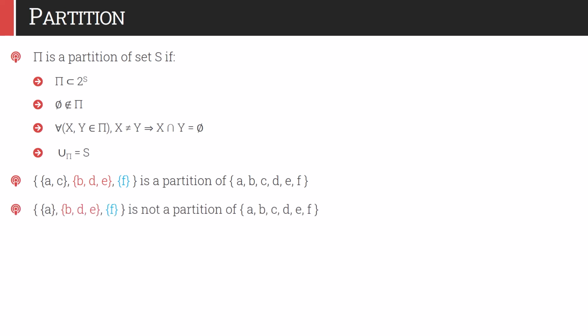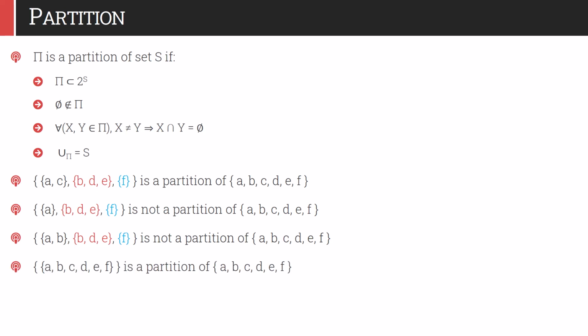If we talk about this {A, B}, {D, E} and {F}, then it is not a partition because the first condition is true, second is true, third is true, but the fourth is not true. Because when we take the union of all these partitions, it is not forming the set back, since element C is missing. If we talk about this {A, B}, {B, D} and {F}, then also it is not a partition because again element C is missing here. So the union will not form the original set back.